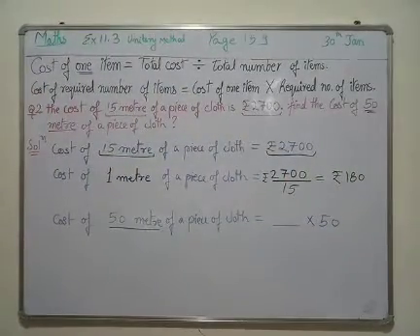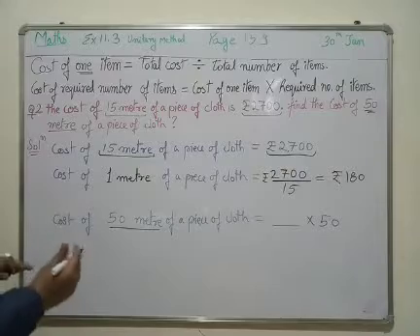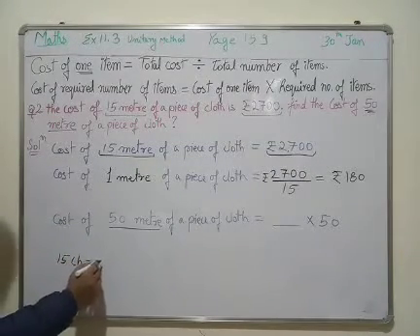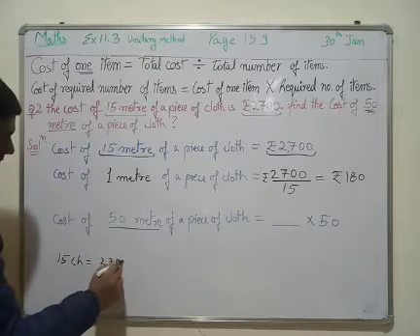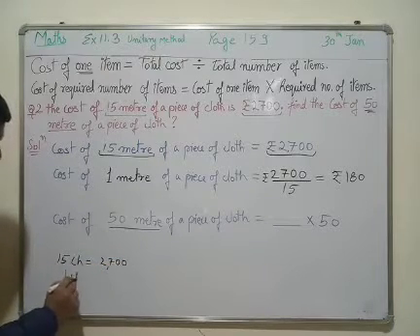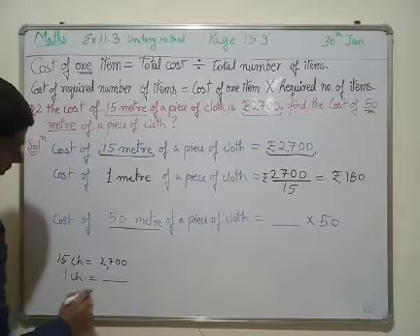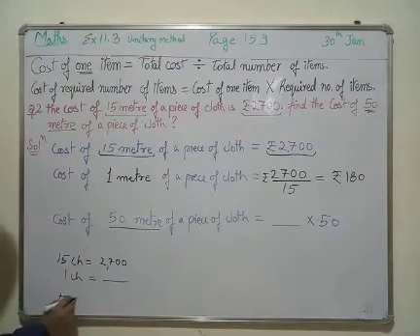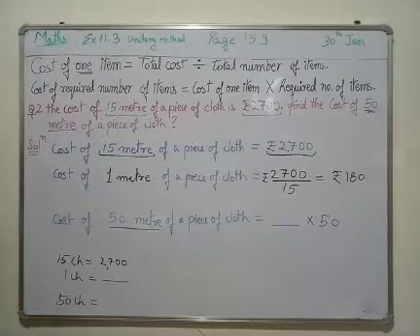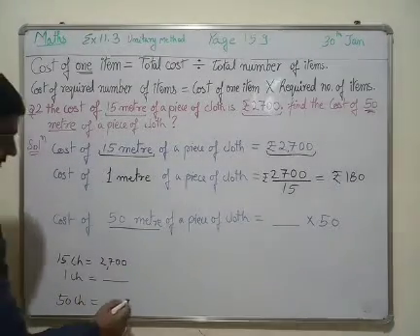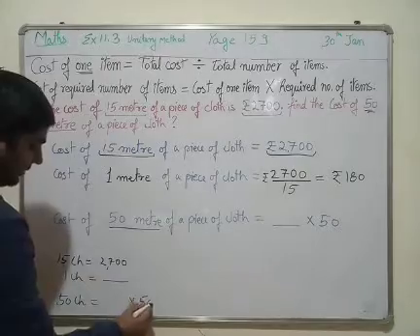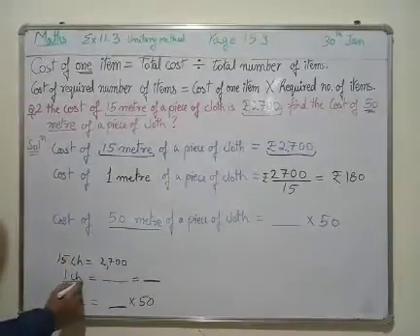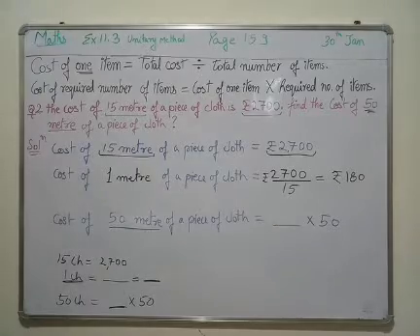So we know the cost of 1 meter. Like, if the cost of 15 chocolates is given as 2700 rupees and you have to find the cost of 1 chocolate, you will find it by dividing. Then you have to find the cost of 50 chocolates, so you will multiply it by 50, and the answer that comes here will be the answer, from the cost of 1 chocolate that you found.